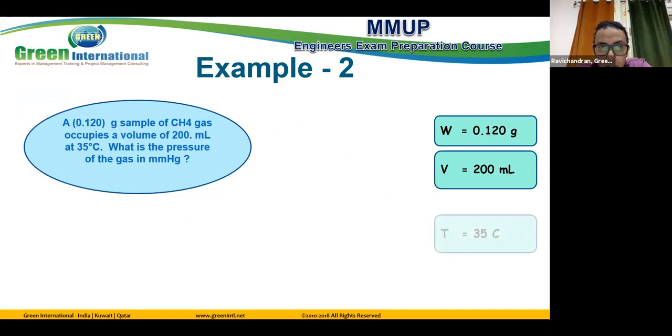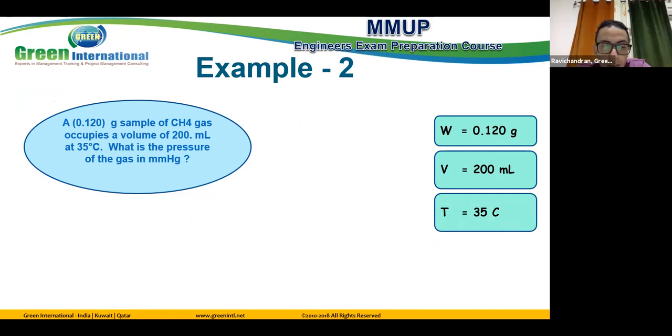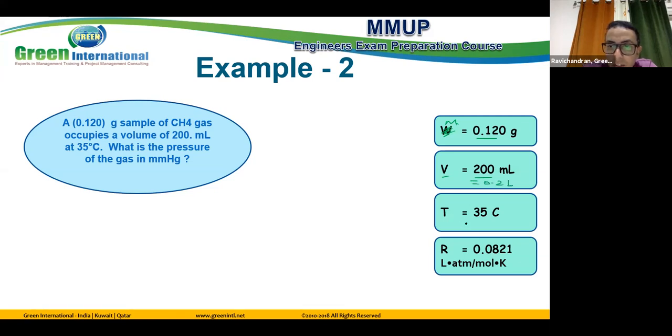Let's see this example here. A 0.12 gram sample of CH4 gas occupies a volume of 200 milliliter at 35 degrees C. What is the pressure of the gas in millimeter mercury? So the given here is mass, 0.12 gram, volume 200 milliliter, which is equivalent to 0.2 liter, temperature 35, which is equal to plus 273, so it will be 308 Kelvin.